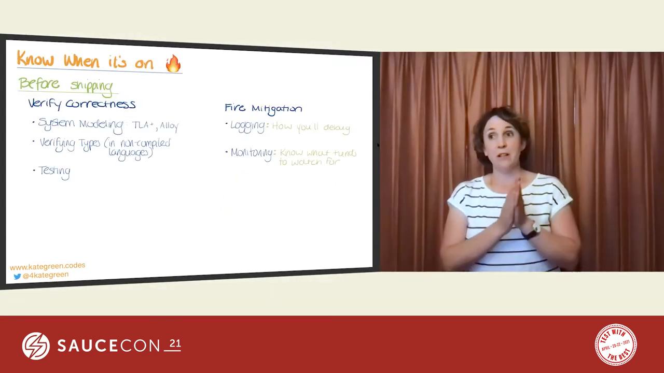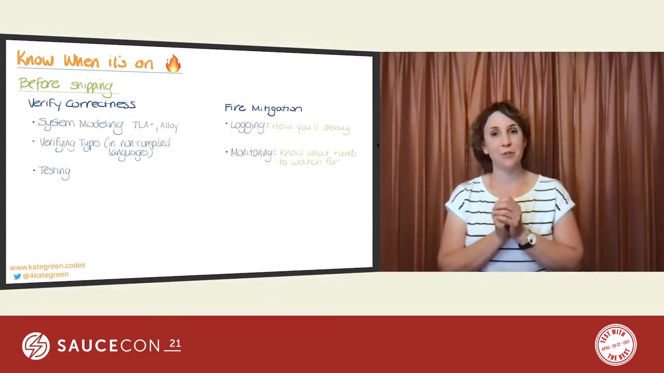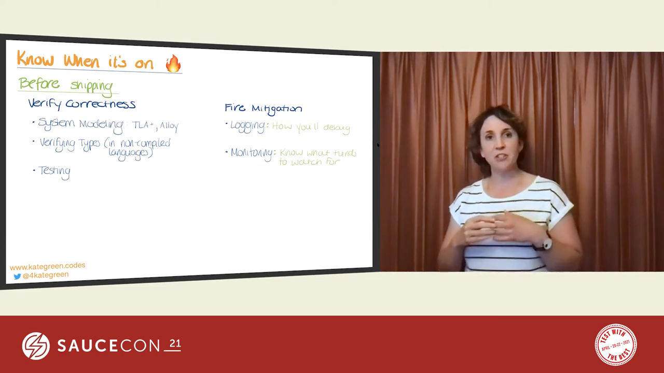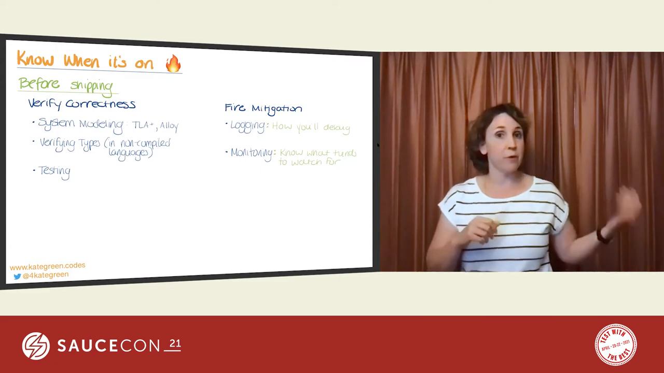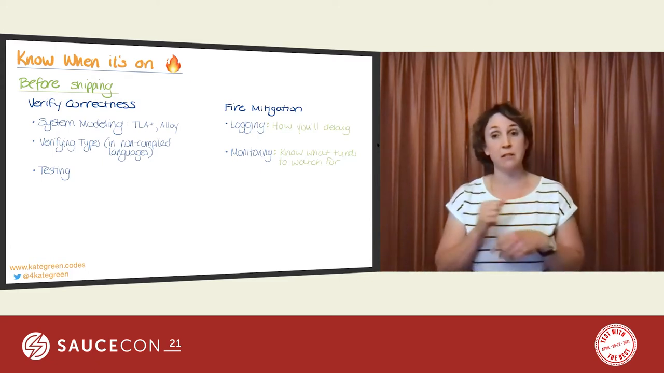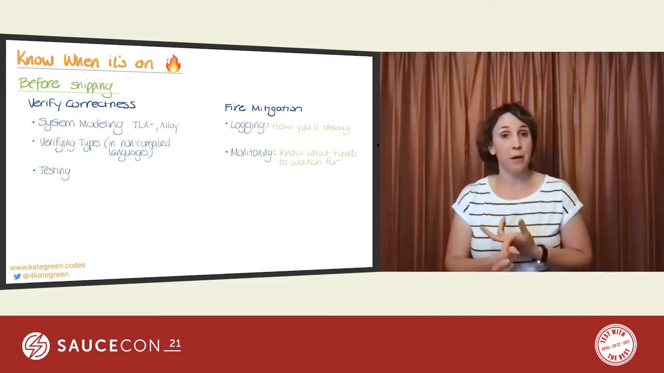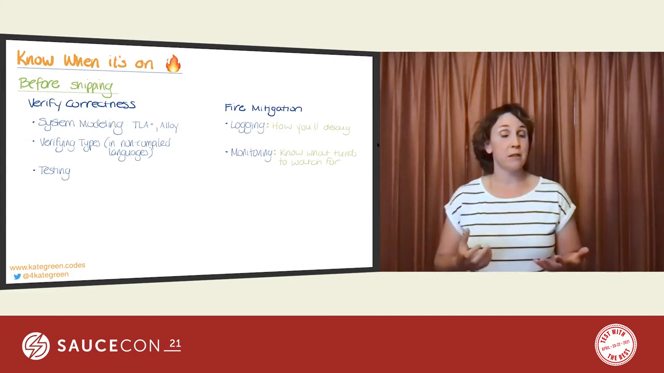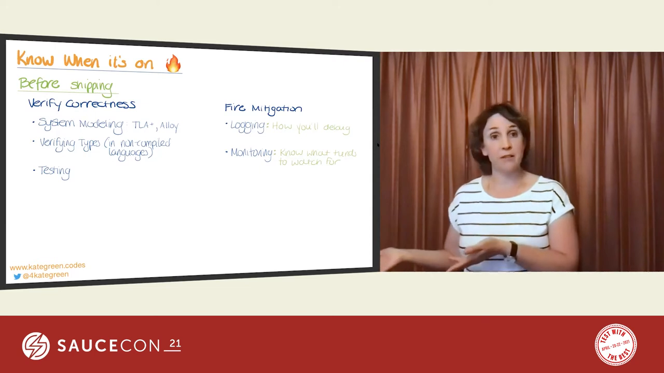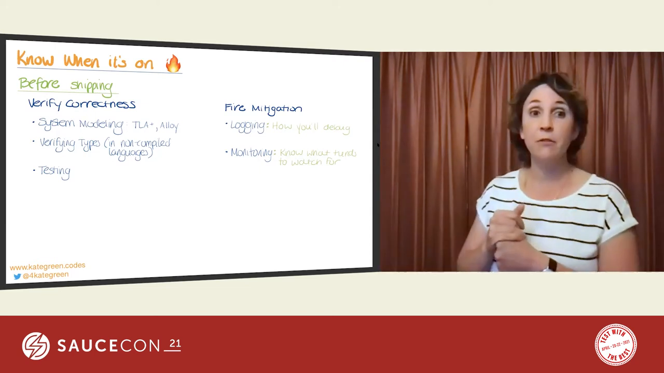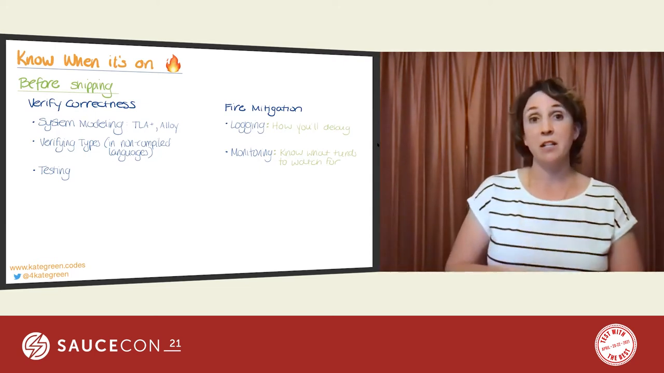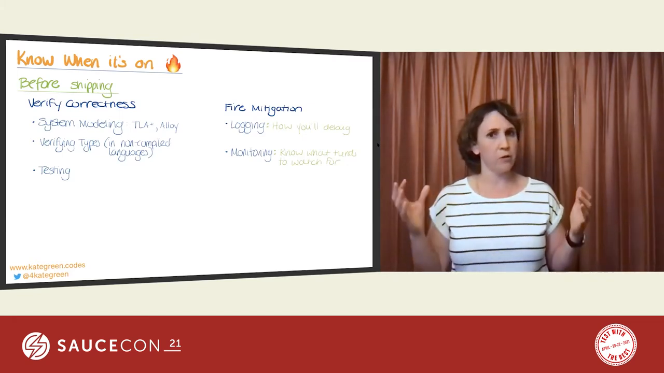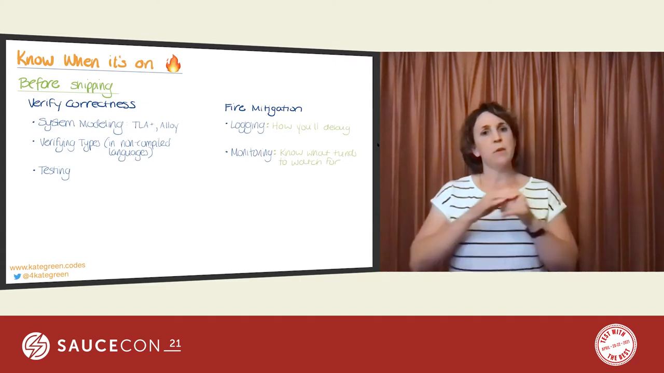And then the next part is knowing your stuff's on fire. There are two aspects of this. There is digging in on some of the stuff we already talked about, which is verifying correctness, and also writing out your logging and monitoring. So what we do before we ship is going to help us deal with it when it breaks after we ship. So the first thing is verifying correctness. And verifying correctness is not only testing, and that's why I broadened the category a bit. So you're thinking about system modeling.